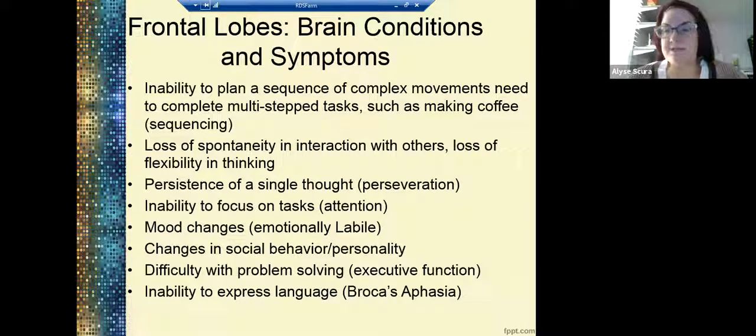Attention, so the inability to focus on tasks. So those ADHD symptoms that we see in our cases at times also is a brain condition of the frontal lobe. Emotionally labile, so there are mood changes in social behavior or personality, difficulty with problem solving, so that is related to executive functioning, and inability to express language, so there's Broca's aphasia. So the frontal lobe is really kind of the house of everything that we tend to work with in this population, right? Everything really kind of lives in that frontal lobe. And then again, the executive functionings that we're talking about kind of live right here in the prefrontal cortex of the frontal lobe.